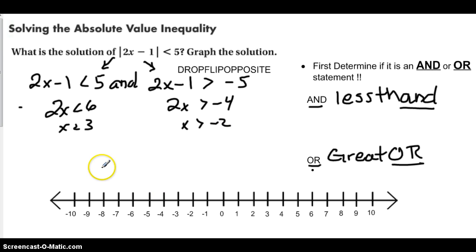And then we get to graph these. Go to 3, and that's going to be open. Go to negative 2, and that's going to be open. Shade to the right for negative 2, to the left for 3. Shade to the left for 3. And shade to the right for negative 2.